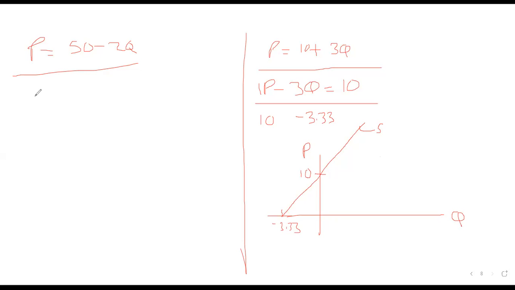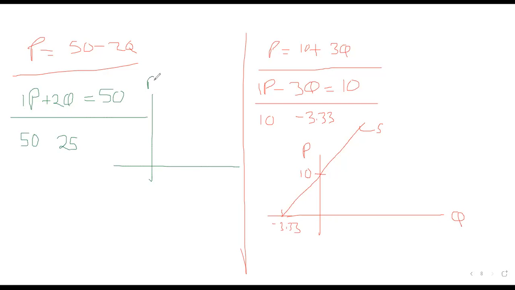So we'll move the negative 2Q to the other side of the equation. So it will be P plus 2Q is equal to 50. So on P, we are going to put a 1 because it's the same as 1. So 1 will go into 50, so P will be equal to 50. Then 2 into 50, that will be 25. So Q will be equal to 25.